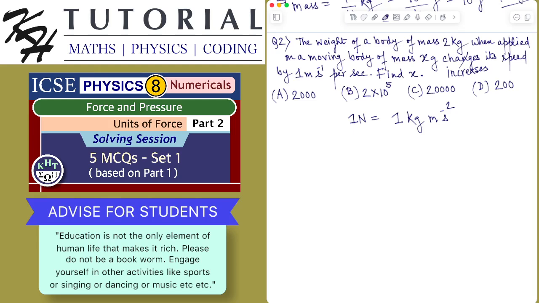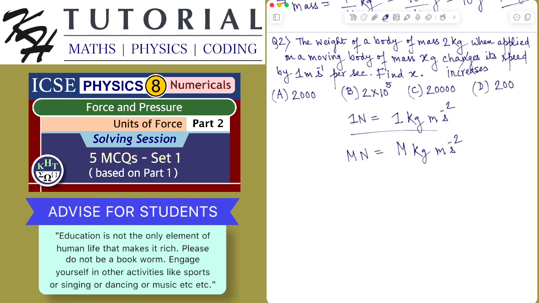Now what if the mass of the moving body in this equation becomes some other kilogram? Let's say m kilogram meter per second square. So what will be the force when applied on a moving body of mass m kilogram increases its speed by 1 meter per second in 1 second? That will be m Newton.